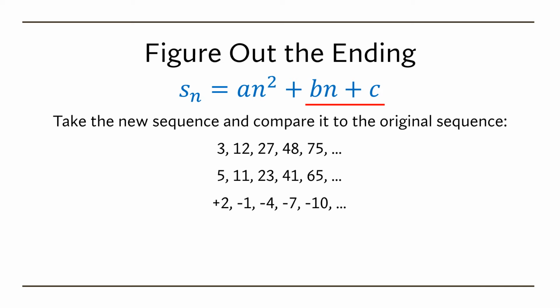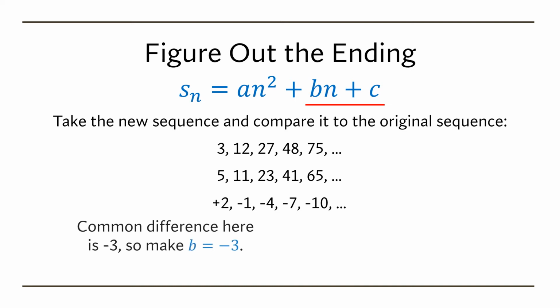Well, if you look at that, you'll notice that there is a common difference of -3 each time. In other words, to go from 2 to -1, you have to subtract 3. Likewise, with -1, you subtract 3 and you get to -4, and so on to -7 and to -10. So the common difference here on this sequence is -3. So that's what B is going to be equal to. Again, why is that true? Wait for the next video.